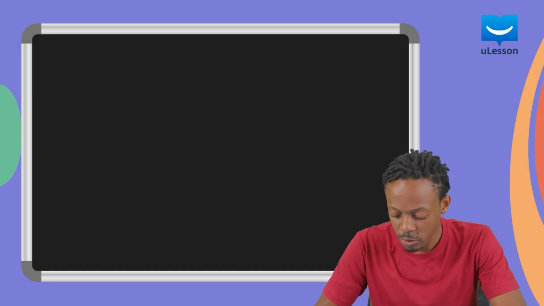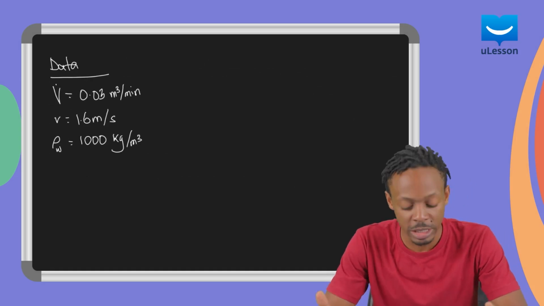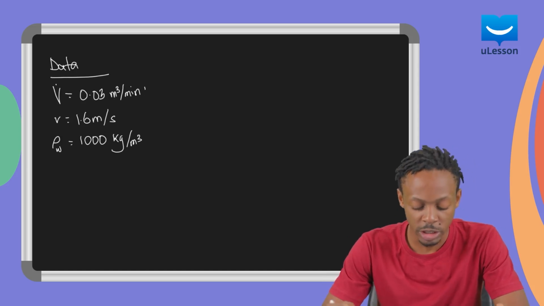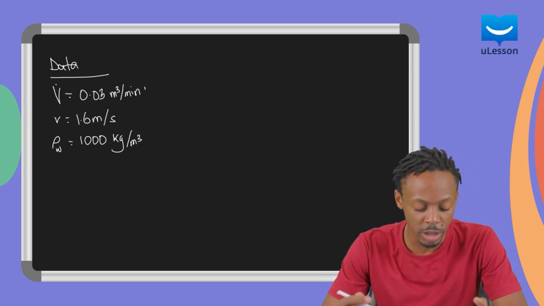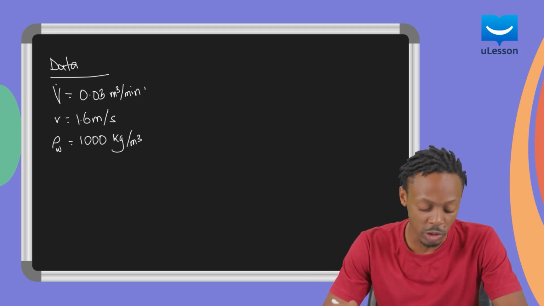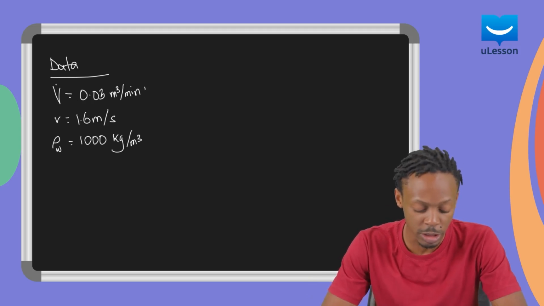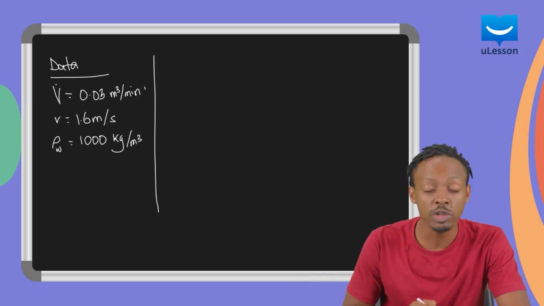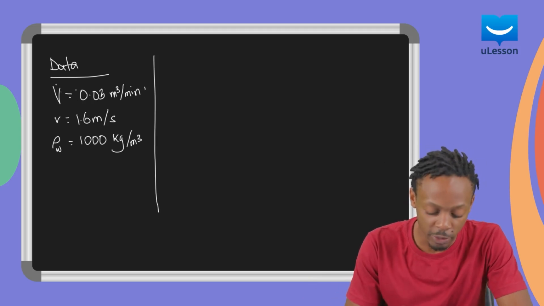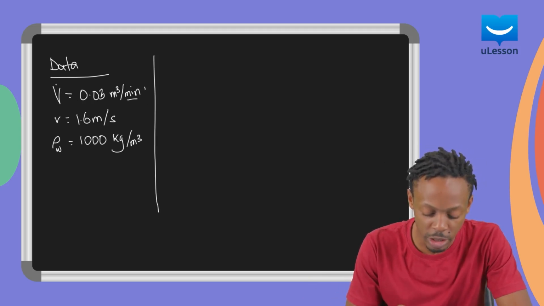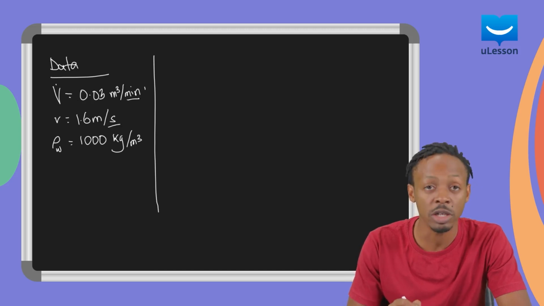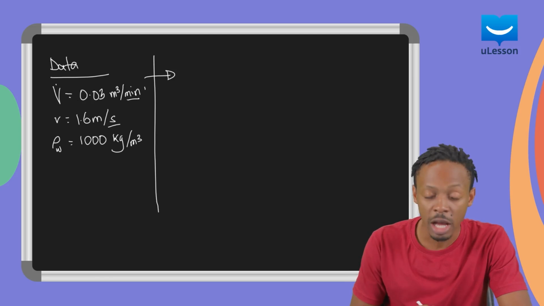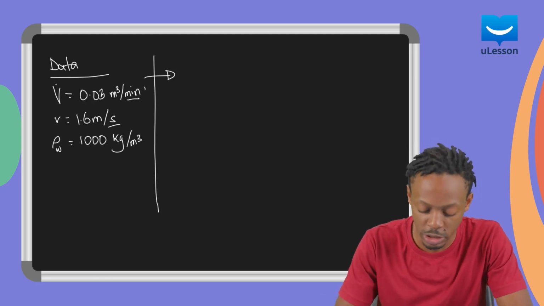Okay, so over here we have the data that was given in the question. We have our volume flow rate, which is 0.03 cubic meters per minute. We have the exit velocity we're looking for, 1.6 meters per second, and we're given the density of water. But you notice that the volume flow rate is given per minute while our velocity is per second. So why don't we convert this quickly so that we have units that agree with each other.